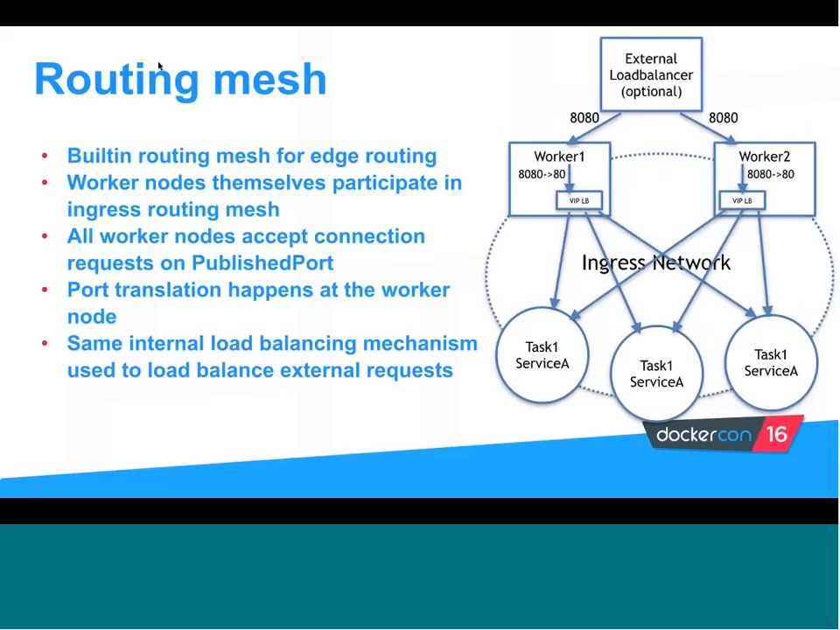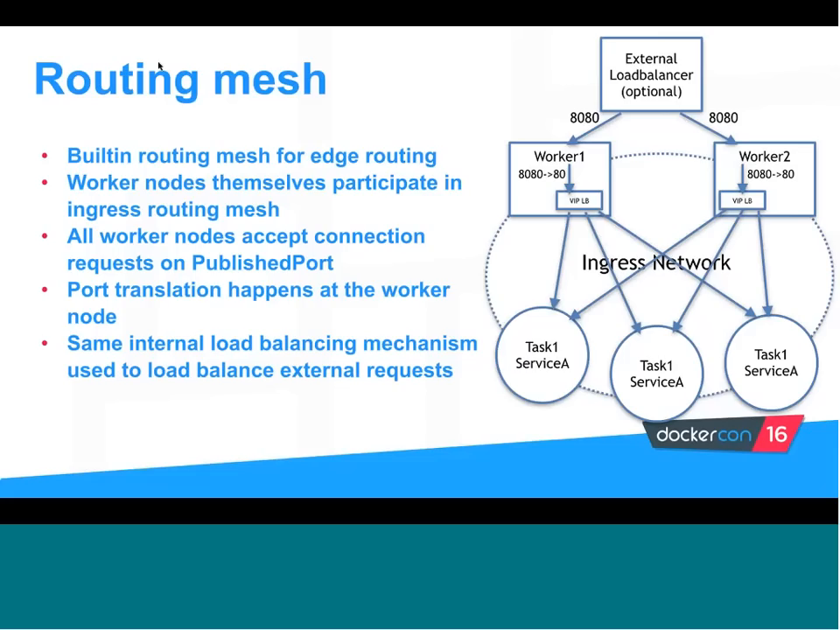So routing mesh is another interesting concept where it's really close to the ingress load balancing, where we also provide a mechanism for services to be exposed external to the cluster. So when the service is exposed external to the cluster, a service can be backed by one or many containers, but those containers can belong to a few worker nodes. But you should be able to reach those containers from any of the nodes that are available in the cluster.